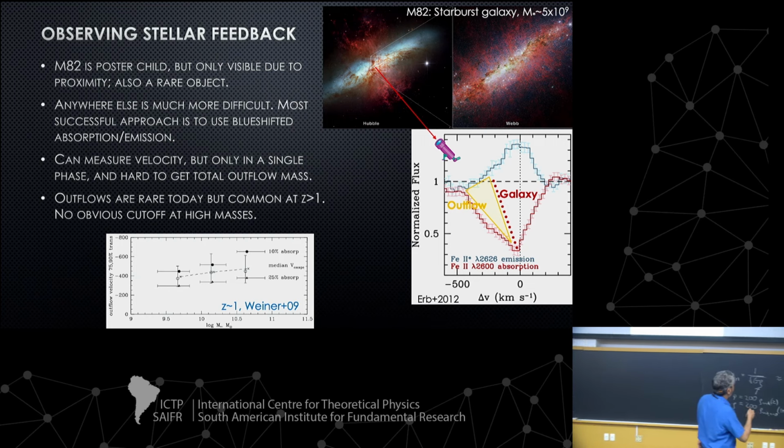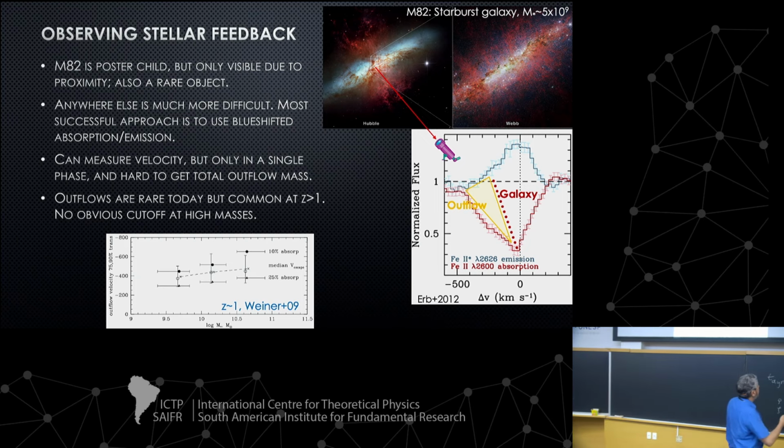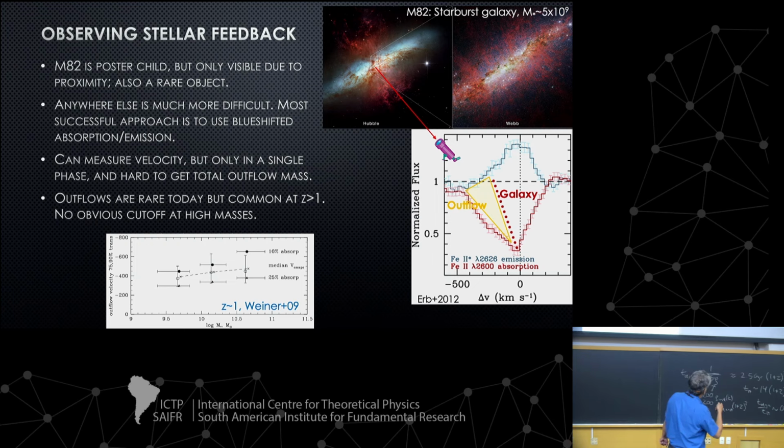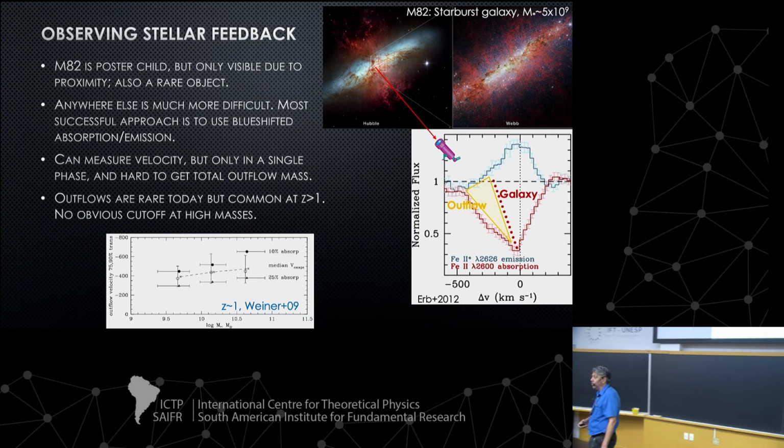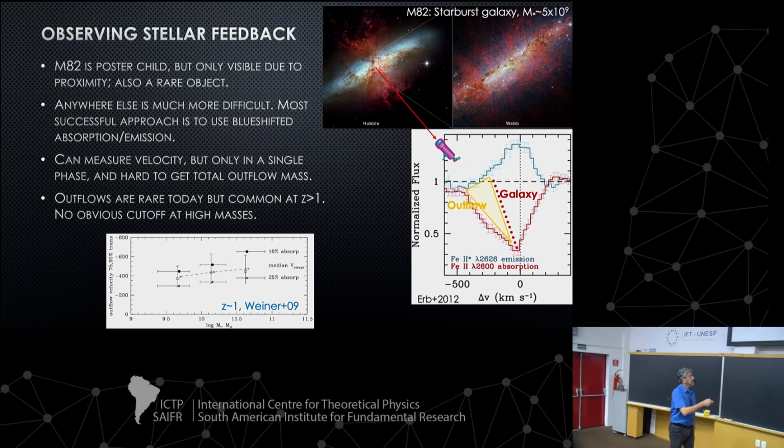You have to look in these particular transition lines that are both absorbed by the outflow as well as the galaxy, and you need enough sensitivity to do all this. But it is possible, and there are good measurements of this. So for instance, this is doing this kind of trick for magnesium II at redshift 1 by Ben Weiner and company.